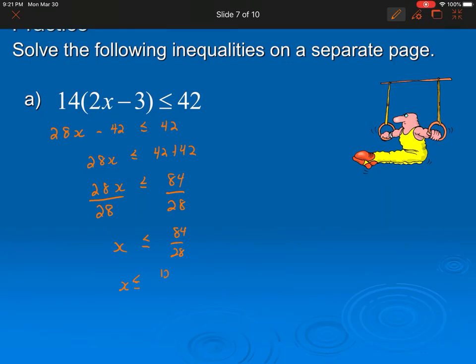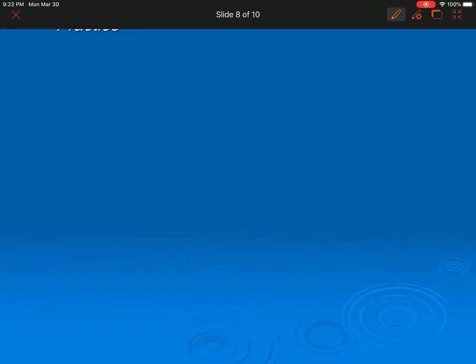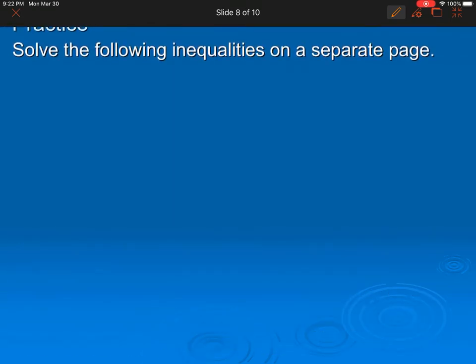Well, I can do better than that. I'm going to divide top and bottom by 7, and I think I get 12 over 4. Oh, I can do even better than that. X is less than or equal to 3. Isn't that nice? It divided out beautifully like that. So x is less than or equal to 3. No big problem there. Again, examples like this you probably didn't need a video for. And why? Because when I was dividing here, I was dividing by a positive number. So with inequalities, that's no big deal.